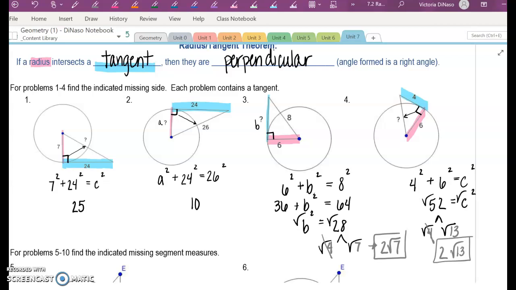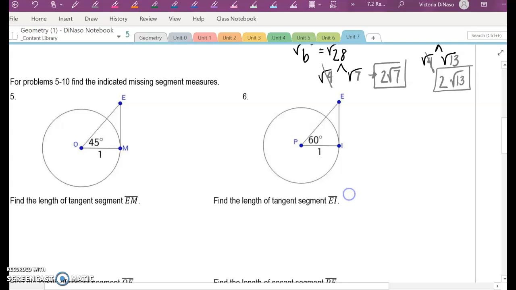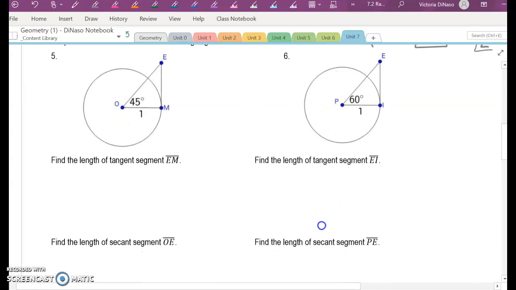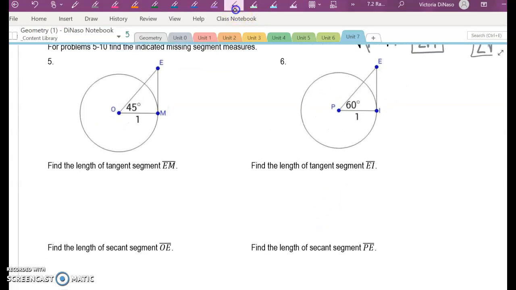So for number 5, it says find the length of the tangent. So here's my tangent. Oh, I think I was doing blue before. So here's my tangent. I'm going to highlight that. The radius is from the center to the outside. That's the number 1. It's not asking for the radius. It's asking for the secant, which will always be the hypotenuse.